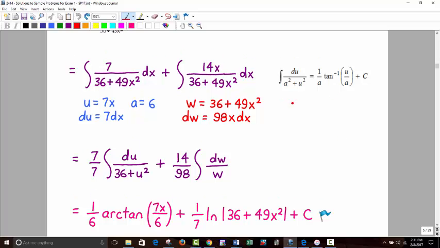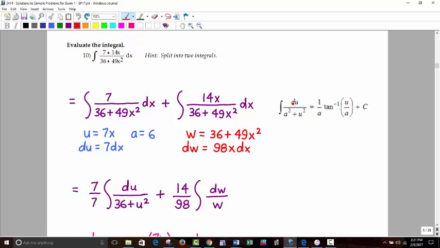Now, the next one, because of that x on top, this can be kind of tricky for students. You know, you might say, couldn't I let u equal 49x squared? You know, because the derivative would be 98x. But the rule of thumb, so to speak, is that, yeah, that's true, but if including the other added or subtracted number in the denominator doesn't affect your du, you want to include it.